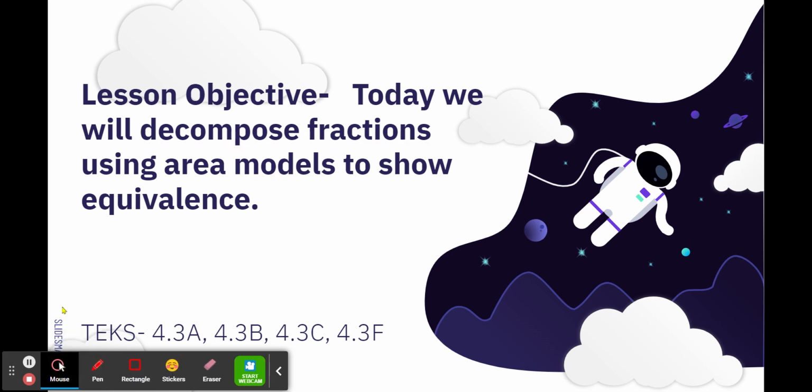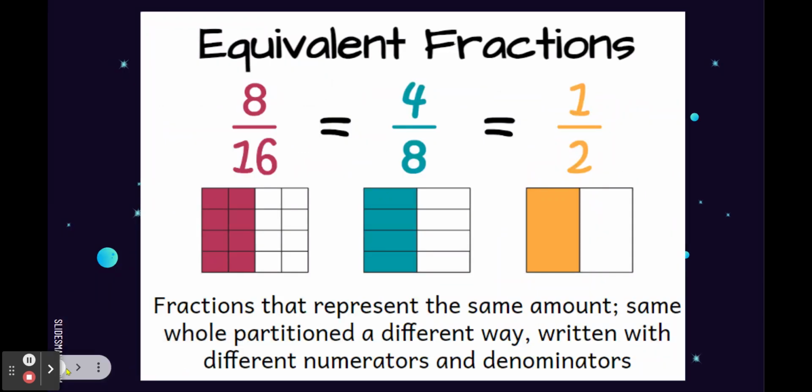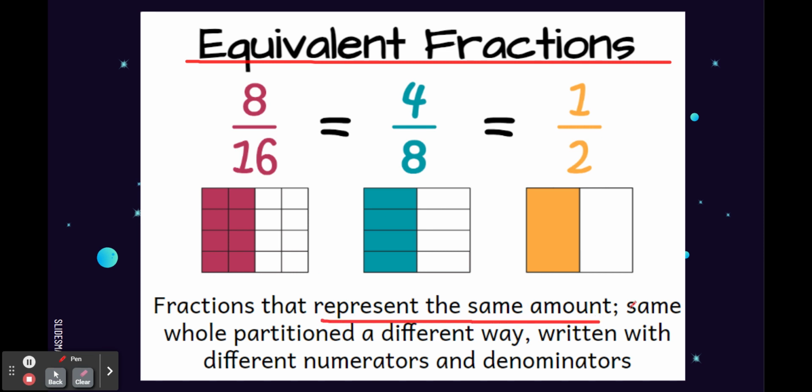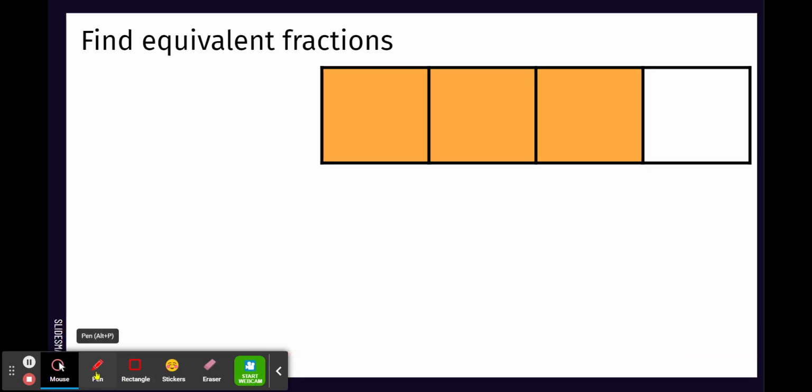All right. So before we get started with today's lesson, let's go over what equivalent fractions are. Equivalent fractions are fractions that represent the same amount. It's going to be the same whole partitioned a different way and written with different numerators and denominators. So remember, equivalent means the same. So if we have equivalent fractions, it's going to be fractions that represent the same amount, even though they're written in different fractions. So let's go ahead and do this right now with this fraction over here.